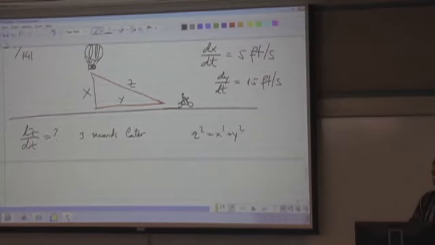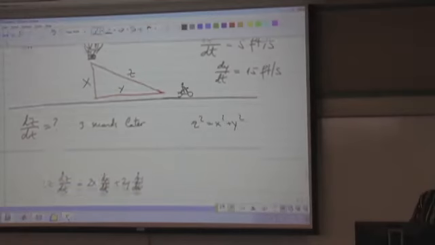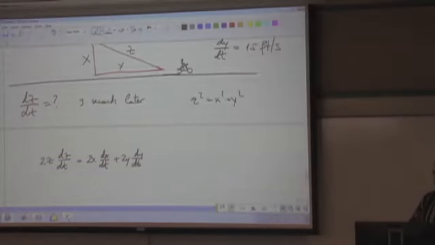Right? Take derivatives on both sides. I have 2z dz over dt equals 2x dx over dt plus 2y dy over dt. Right? I can cross out the 2's. So dz over dt is just going to be 1 over z times x dx/dt plus y dy/dt. Right?